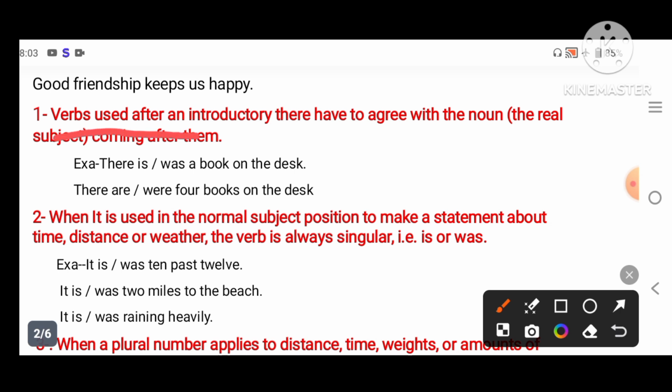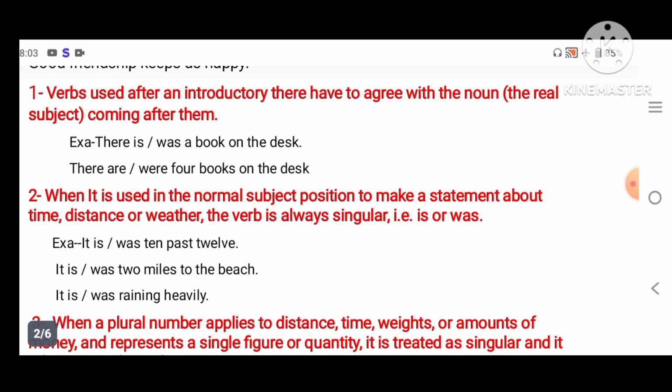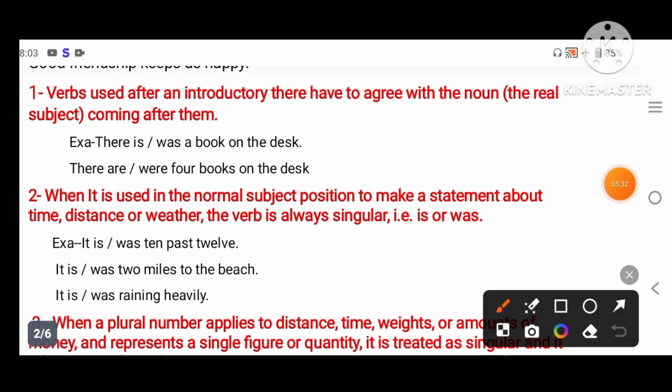Verbs. Verbs used after an introductory "there" have to agree with the noun that is coming after them. When there will be a subject... there acts as the subject, then the verb used after an introductory "there" has to agree with the noun coming after it.